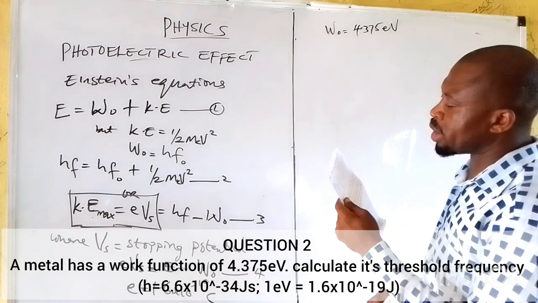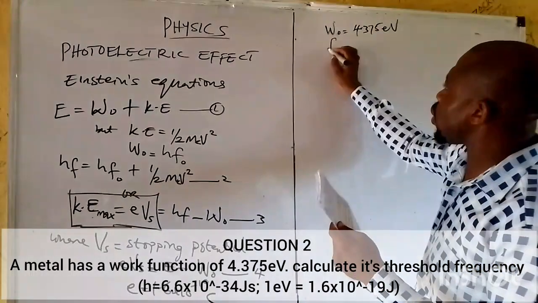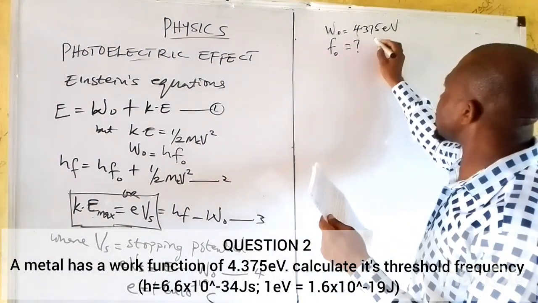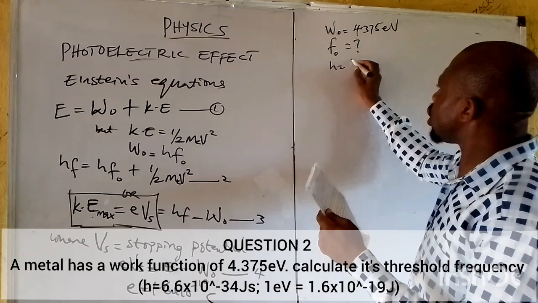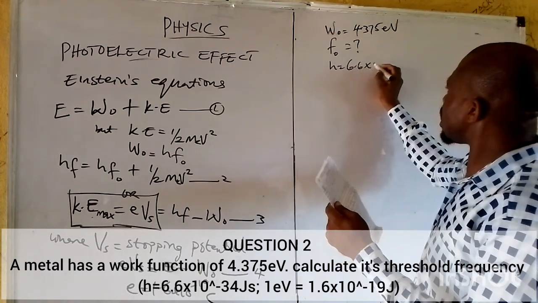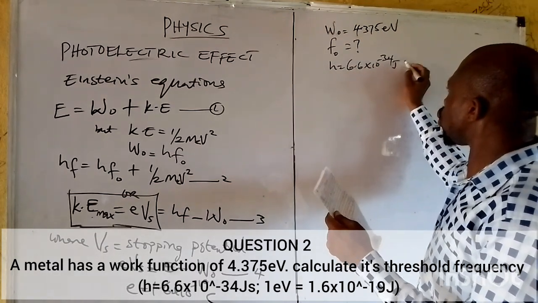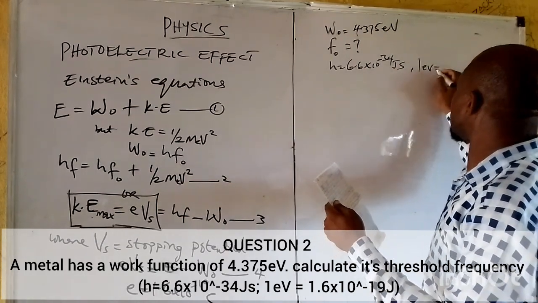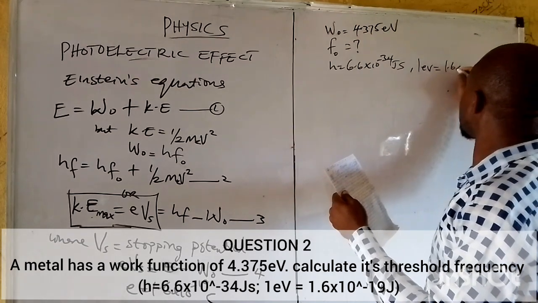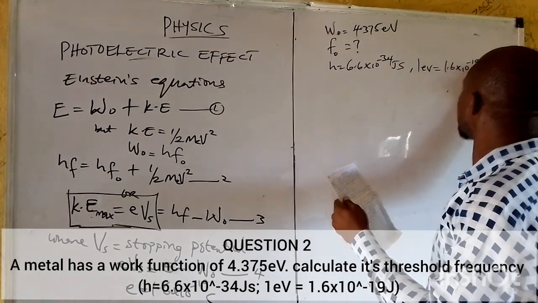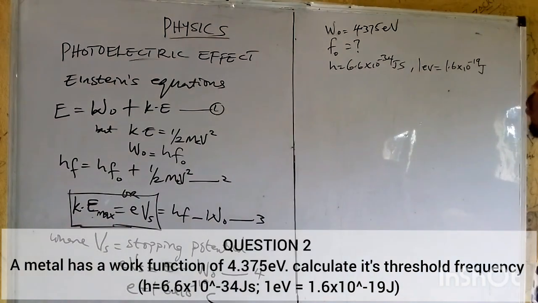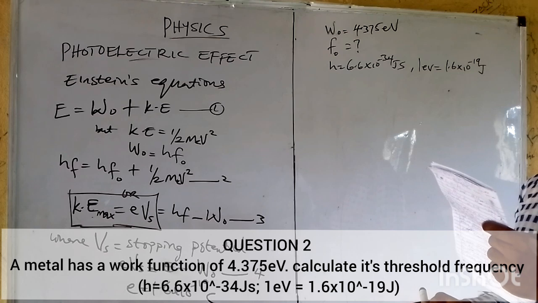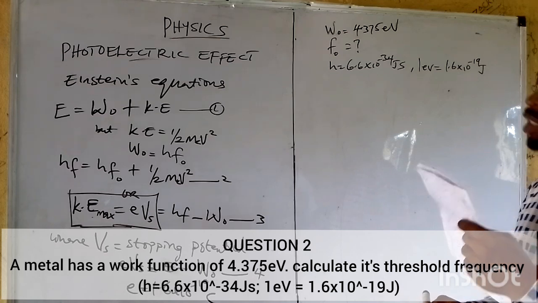Its threshold frequency, which is F naught, is not given. The next thing given to us is h equals 6.6 times 10 to the power minus 34 joule seconds, and 1 electron volt is 1.6 times 10 to the power minus 19 joules. So what do we do with this? The question says calculate the threshold frequency, F naught.